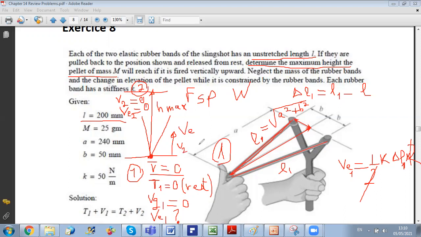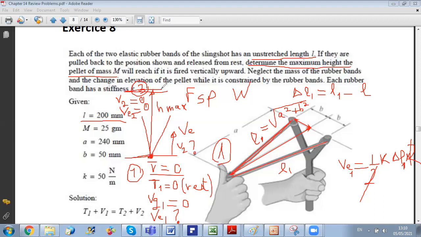After the rubber becomes unstretched, we can get the value of V2, and from 2 to 3 the kinetic energy is transformed into potential energy. But there is no need to divide into steps 1, 2, 3, because they didn't ask what is the velocity given to the ball directly after it is fired. They only asked for the maximum height. So we can directly apply between just the initial and final state.